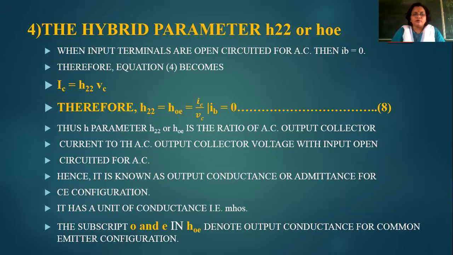Thus, the H parameter H22 or HOE is the ratio of AC output collector current to the AC output collector voltage with input open circuited for AC. Hence, it is known as output conductance or admittance for CE configuration. It has the unit of conductance, that is mhos. The subscripts O and E in HOE denote output conductance for common emitter configuration.